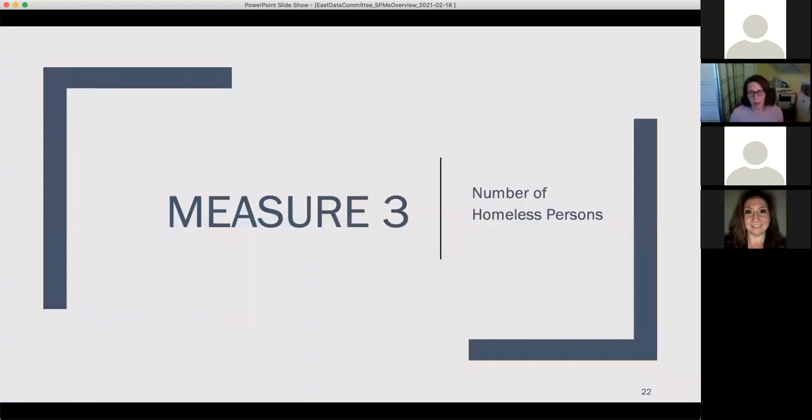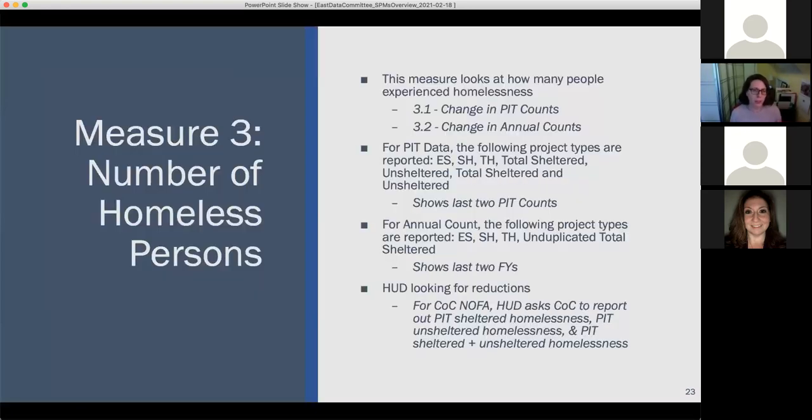Measure 3, number of homeless persons. This one's pretty straightforward. It's pretty much grabbing the PIT data, but at a very high level, because the PIT data, we can slice and dice lots of ways. They keep it pretty high level for this chart, and report out the last 2 PIT counts. And then it also looks at shelter, safe haven, and transitional folks in those project types, and reports that out as unduplicated total shelter data. And again, it shows the last 2 fiscal years.